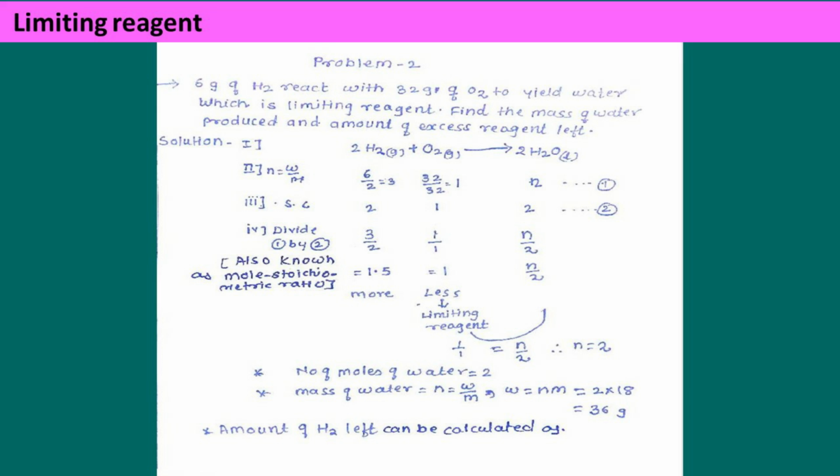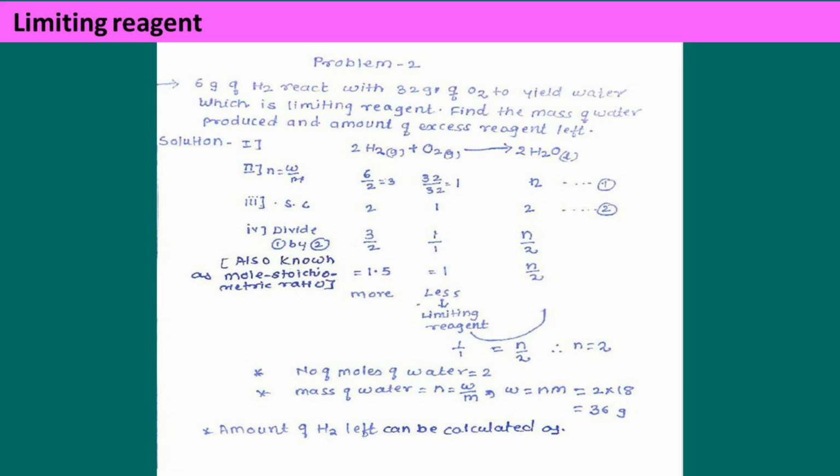Fourth step: Divide the number of moles by the stoichiometric coefficient. 3 upon 2 for hydrogen, 1 upon 1 for oxygen, and n upon 2 for water. The mole stoichiometric ratio for hydrogen is 1.5, oxygen is 1, and water is n upon 2. Out of these two, oxygen has the lower value of the mole stoichiometric ratio. So, oxygen is the limiting reagent and hydrogen is the excess reagent.